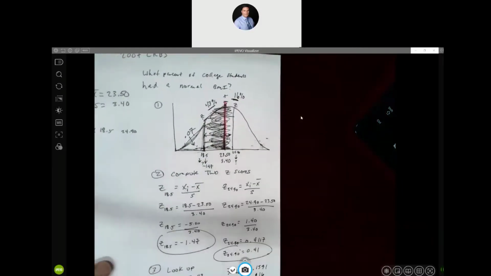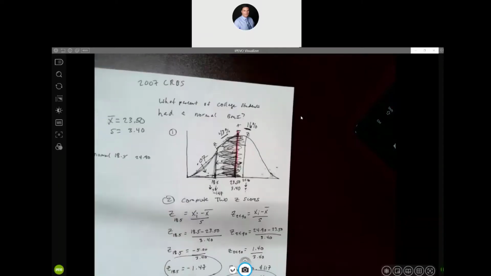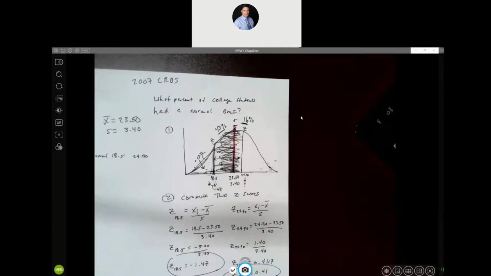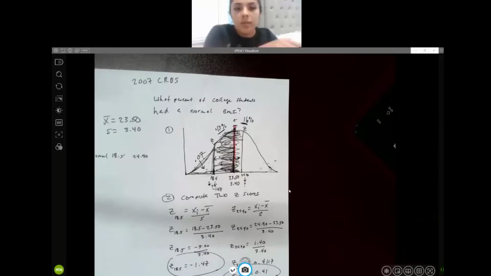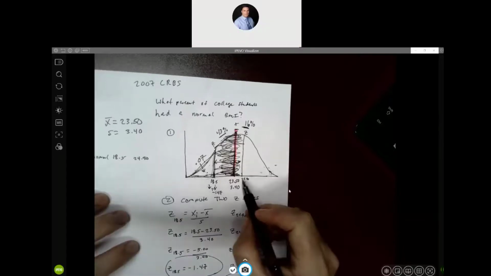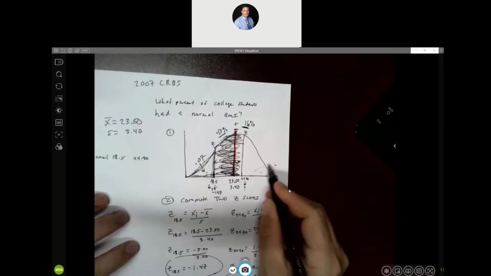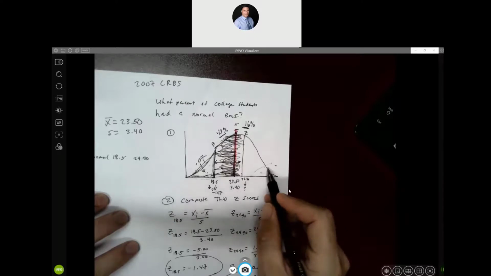Now let me ask you this, Isabel. What percentage of college students in 2007 were overweight or obese? Isabel, do you know? 66%. 66% were obese. Overweight or obese is 24.90 and above for a BMI. So you're saying this area here is 64%?